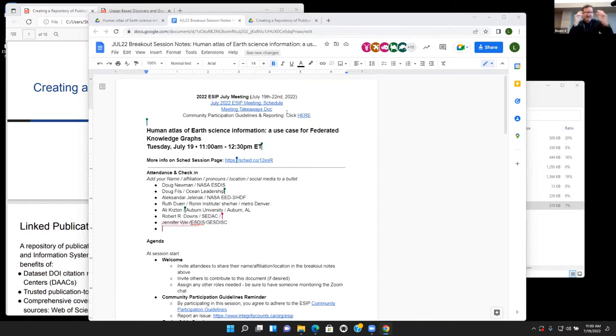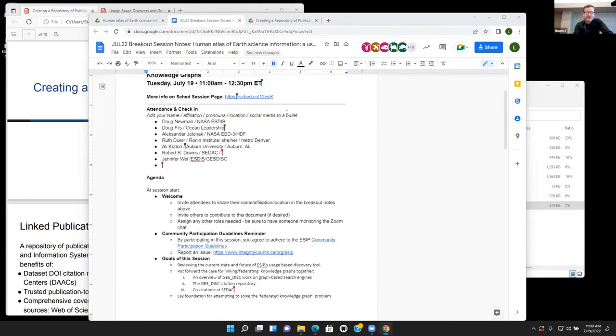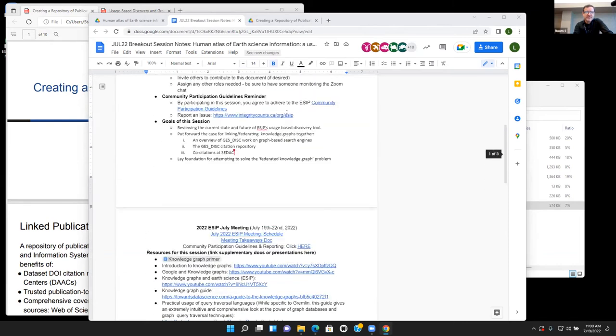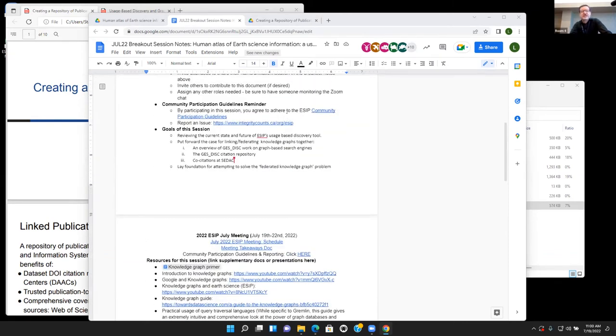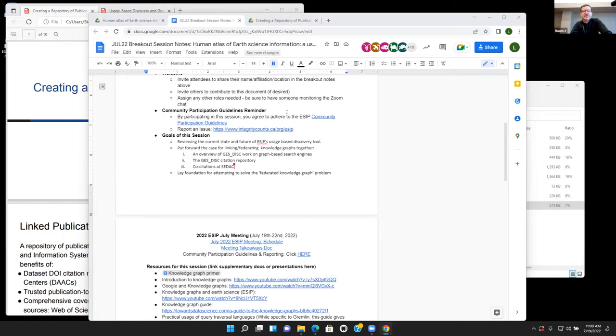So this is the Human Atlas of Earth Science Information, a use case for Federated Knowledge Graphs session. We have several speakers. The goal of this session is to review the current state and future of ESIP's usage-based discovery tool. And that plays into putting forward a use case for linking and federating knowledge graphs together.